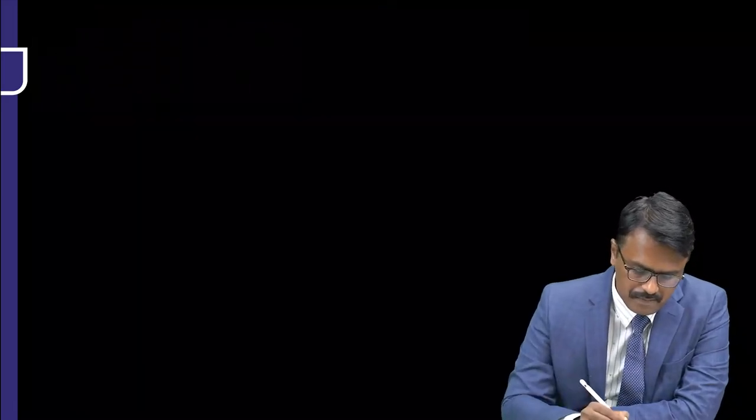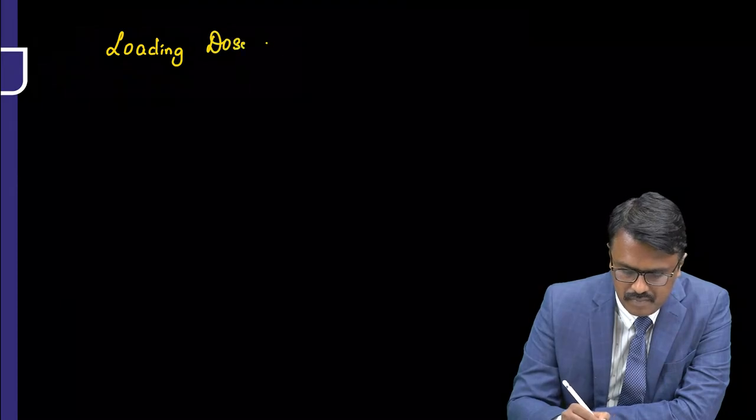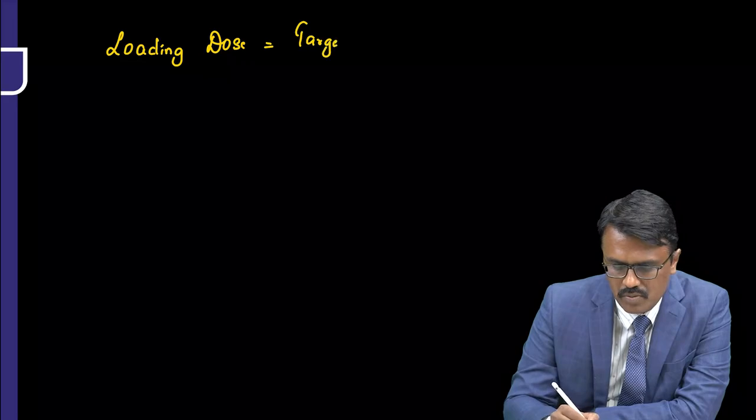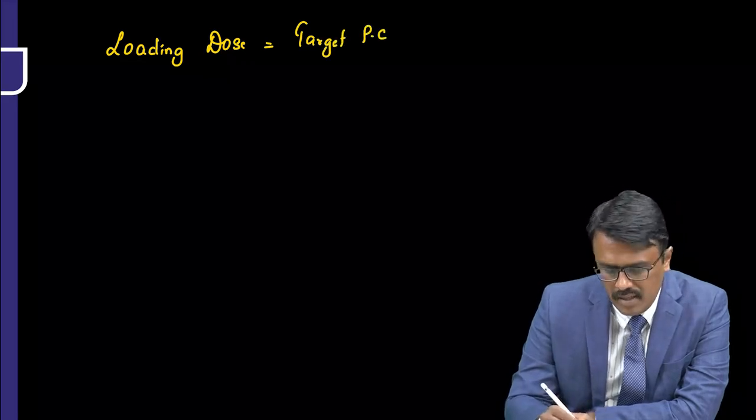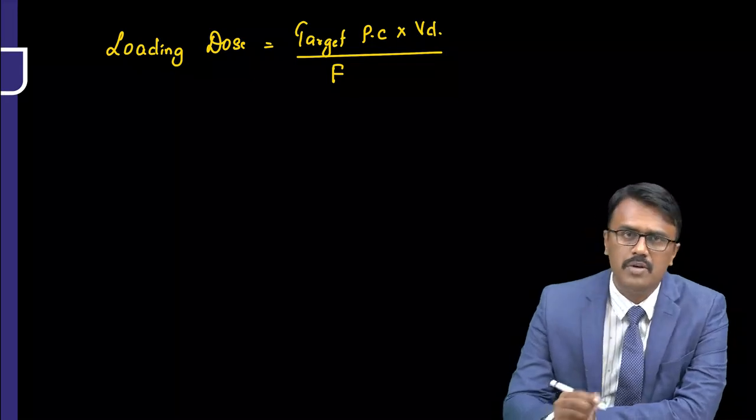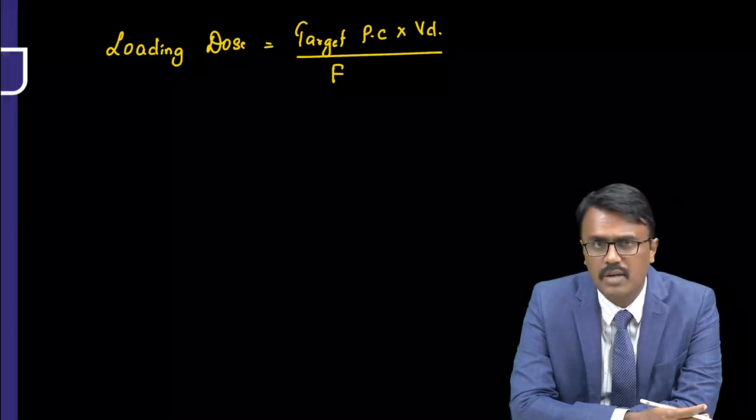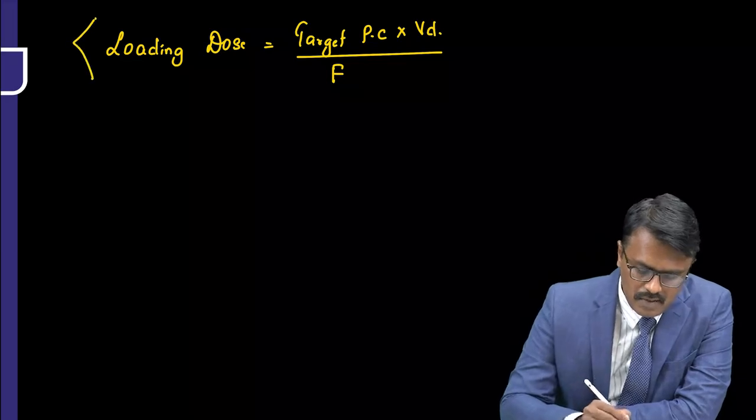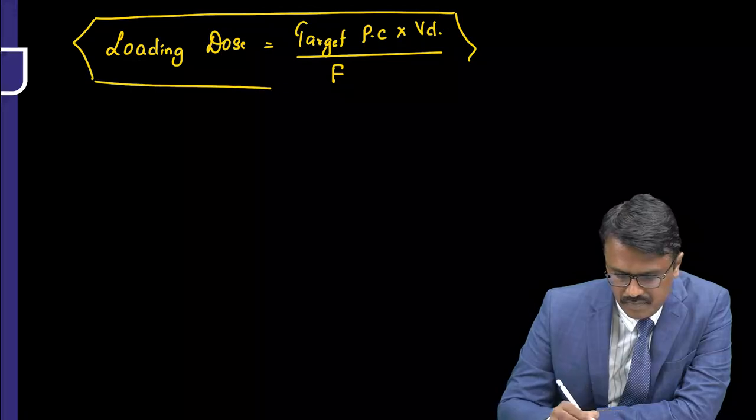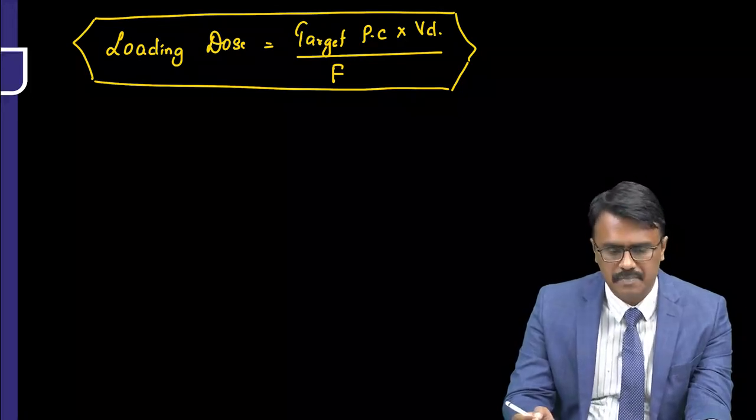Okay, so I have to give a formula for you. Loading dose is given by the formula: target plasma concentration, how much plasma concentration you want to achieve, PC, times volume of distribution, divided by F. F stands for bioavailability. If they have given 60%, the F should be 0.6. If they have given 100%, it should be 1. If they have not given any bioavailability, then don't use the letter F at all. So that is the calculation of loading dose. That is about understanding the volume of distribution.